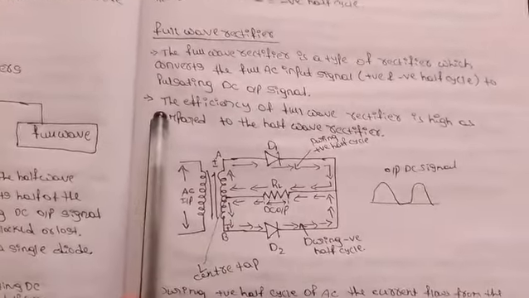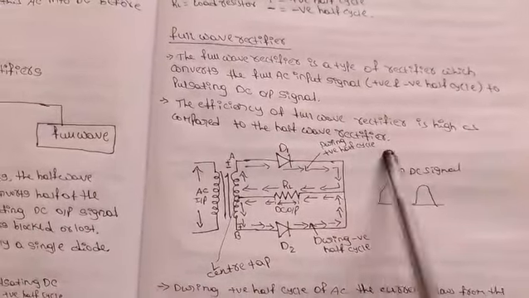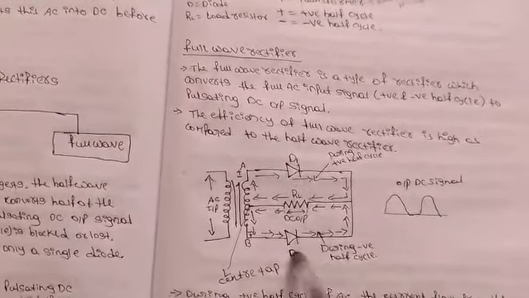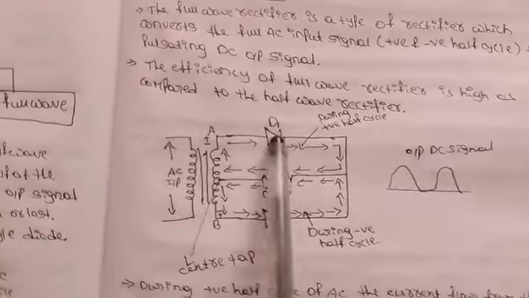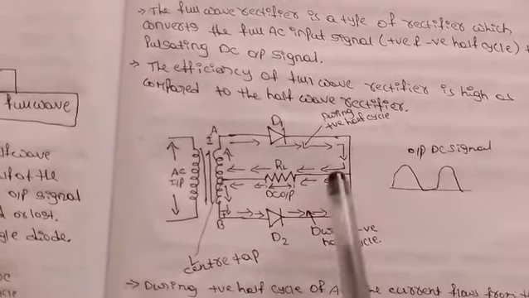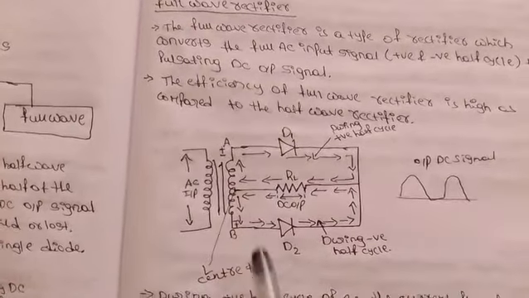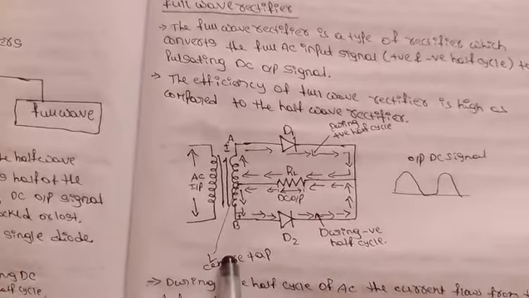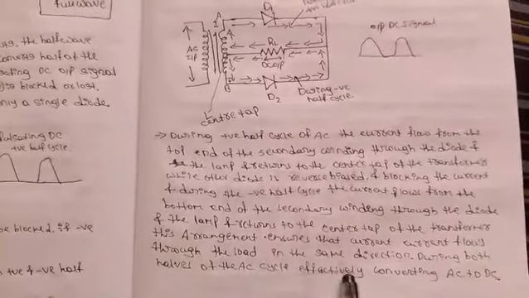We know that the efficiency of the full wave rectifier is higher compared to the half wave rectifier. Why? Because here the current flows in both biases, forward and reverse. This is D1, this is D2, this is the load RL, and this center part is called the center tap. We see this only in the full wave rectifier. You can note it down in detail in this paragraph.